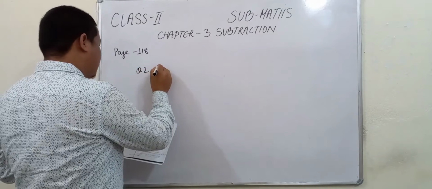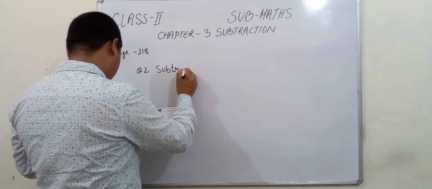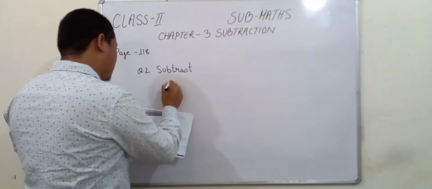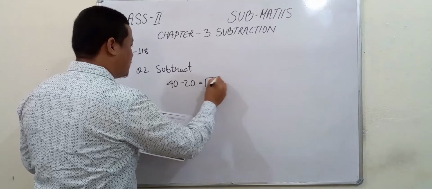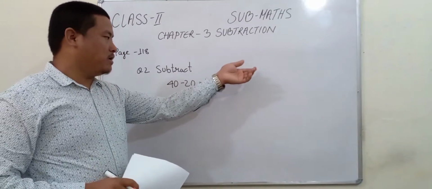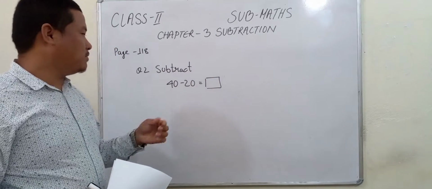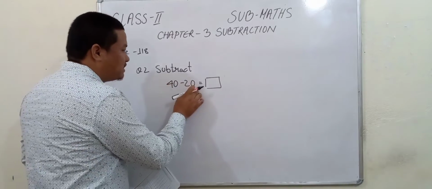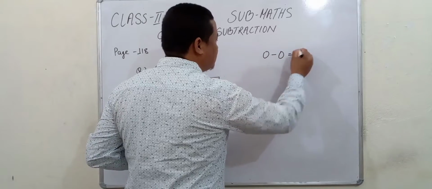Question 2. Subtract. 40 minus 20 equal to how much? This is a large number. The 40 is a very large number. To draw something in number of 40, it will take time. So how to do this one? 0 minus 0, 0 minus 0 is always 0.